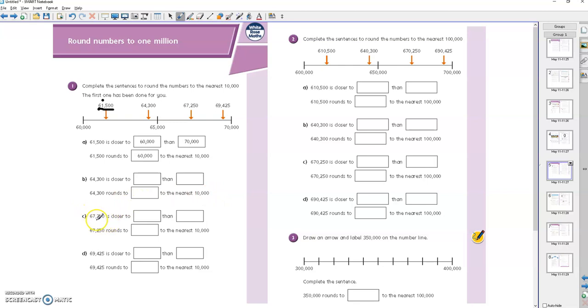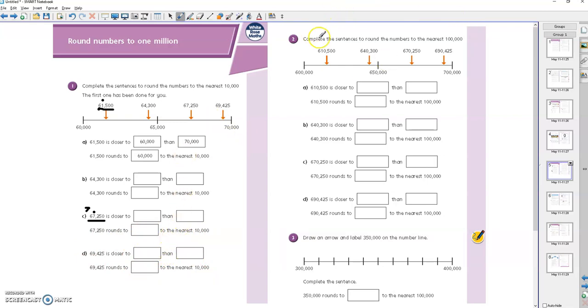Then here, I'll do this one as well, just because we've got another example. So we're looking at 67,250. So again, we're looking at the thousands column, and we're thinking, is it 5 or more? Now it's a 7, so that's 5 or more. It's closer to 70,000, so when we say 5 or more, let it soar, we mean add 1 to the 10,000s column. So that 6 would become a 7, and then all the rest become zeros. So it's closer to 70,000 than 60,000. So 67,250 rounds to 70,000 to the nearest 10,000. I'll let you try that one on your own.